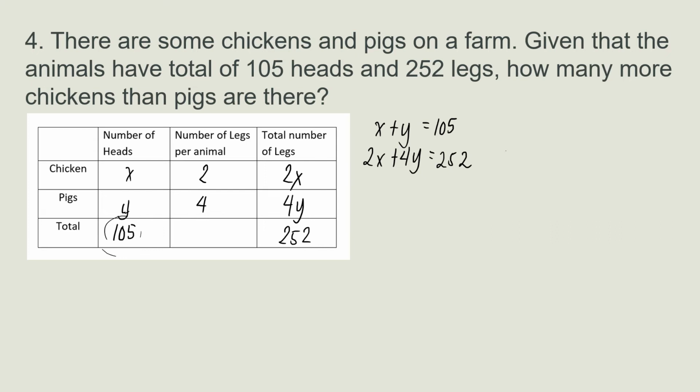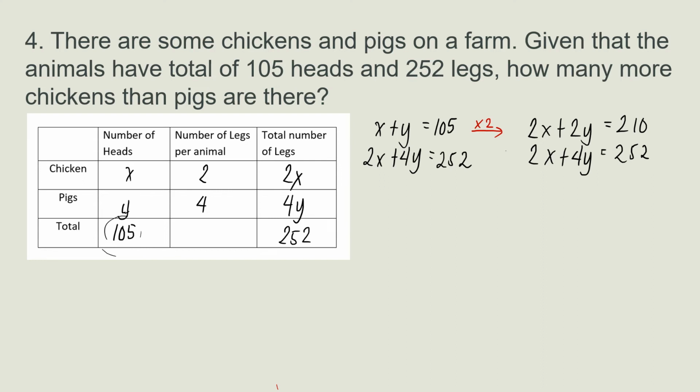Do the method that you like. I will multiply 2 to my first equation so that I can eliminate the x. So 2 times x is 2x, plus 2 times y is 2y, and 2 times 105 is 210. And for the second equation, let's just copy that: 2x plus 4y is equal to 252.